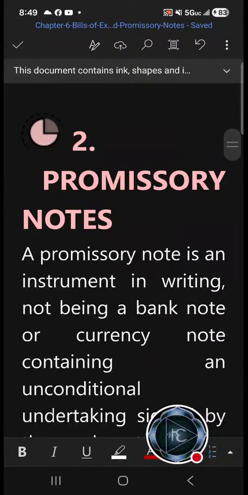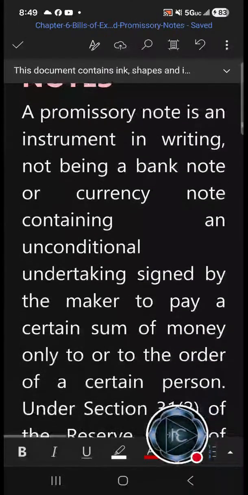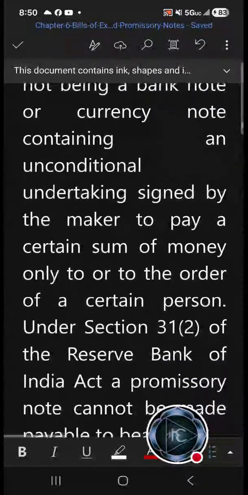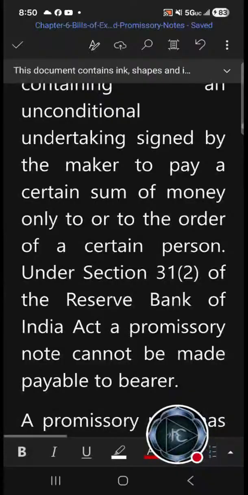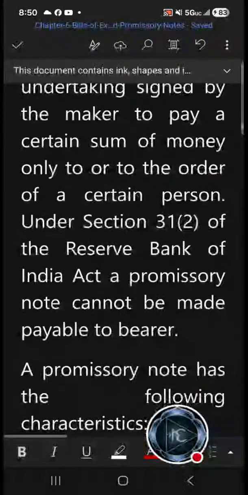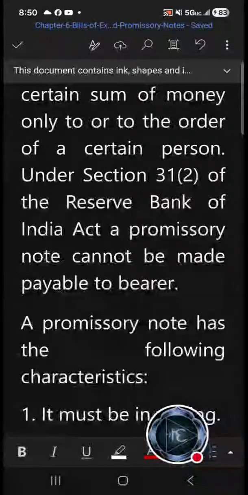Promissory notes. A promissory note is an instrument in writing, not being a bank note or currency note, containing an unconditional undertaking signed by the maker to pay a certain sum of money only to, or to the order of, a certain person. Under Section 31(2) of the Reserve Bank of India Act, a promissory note cannot be made payable to bearer. Okay.